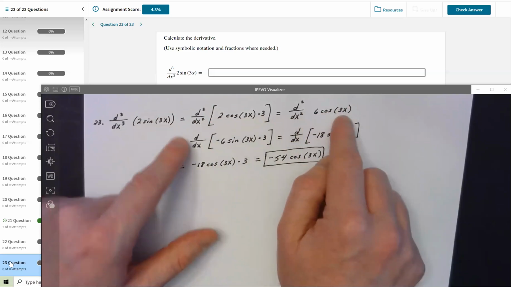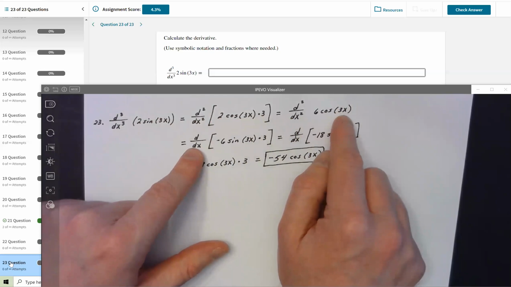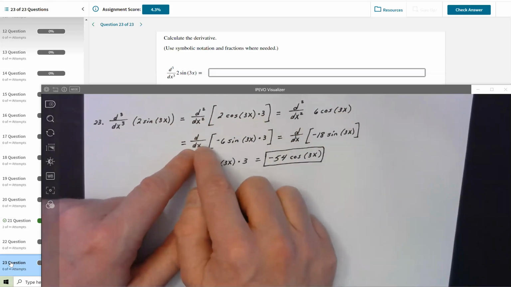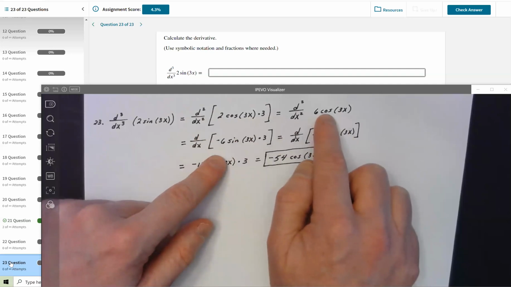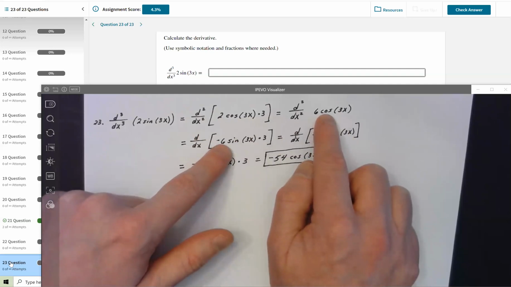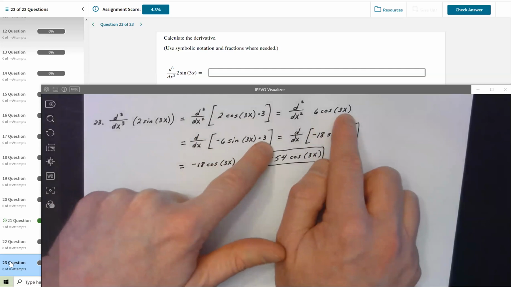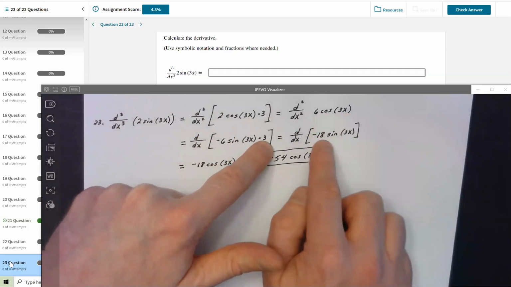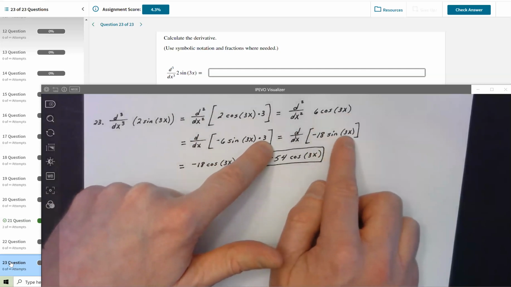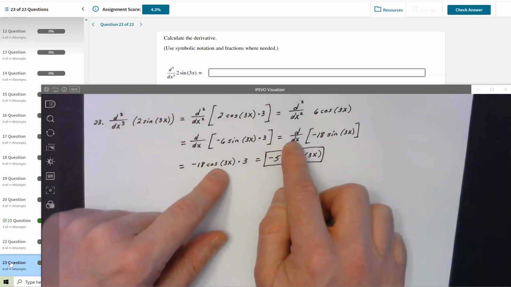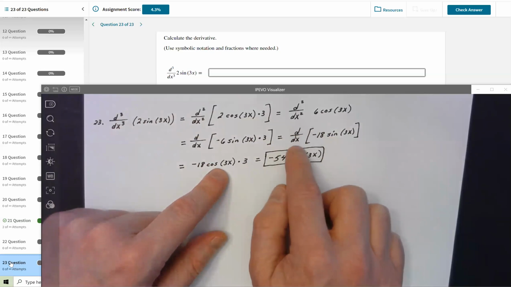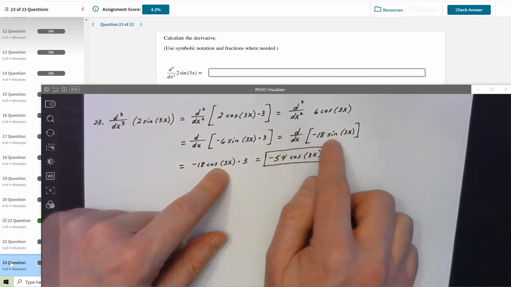Now I take the derivative one more time and still say, well, then this is equal to the first derivative of cosine is negative sine, so this is going to be negative 6 sine of 3x times the derivative of the angle 3. I'll get negative 18 sine of 3x, and again show I have to take the derivative one more time. So that differential operator d dx tells me you need to take the derivative again.